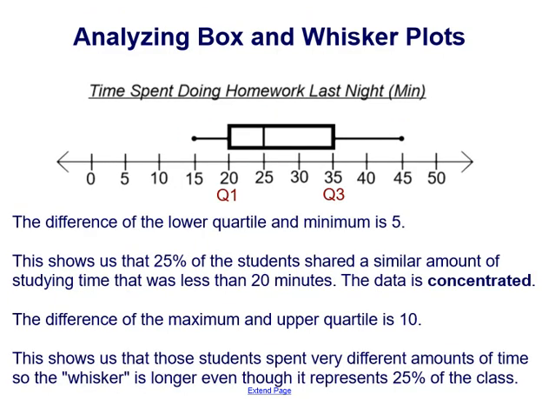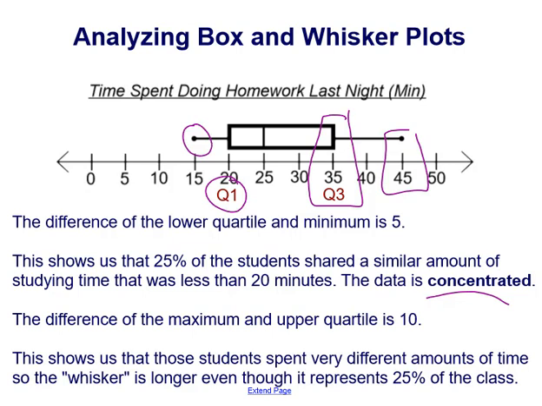The difference of the lower quartile and the minimum is 5. We have 15 and 20, and that shows that 25% of the students shared a similar amount of studying time that was less than 20 minutes. That means the data is concentrated. The difference of the maximum, 45, and the upper quartile of 35 is 10. This shows us that those students spent a very different amount of time, so the whisker is longer even though it represents 25% of the class. That's how your whiskers can look different. This data wouldn't be symmetrical.